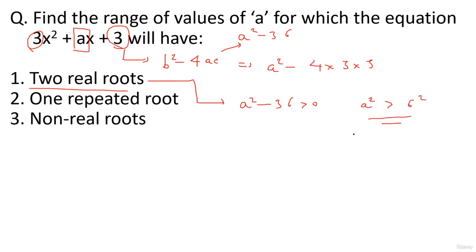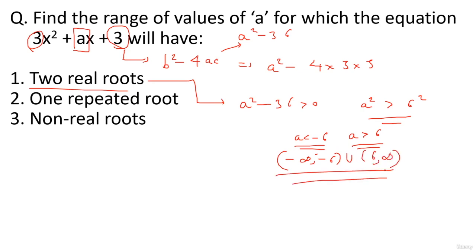This will happen when a is greater than 6, of course, and also a should be less than −6, right? Take any value less than −6 and square it, its square will be more than 36. So for the first case, two real roots, a should be less than −6 or greater than 6. We'll learn this in functions later. How to write this? Minus infinity to −6 union 6 to infinity, all open intervals, non-inclusive.